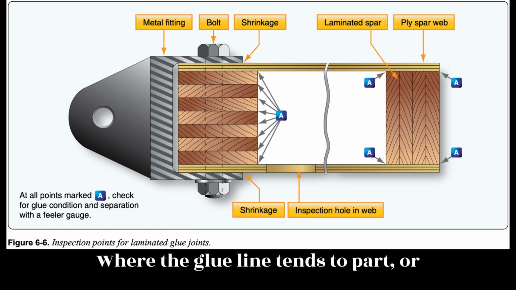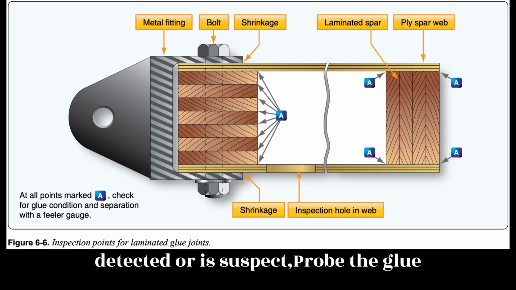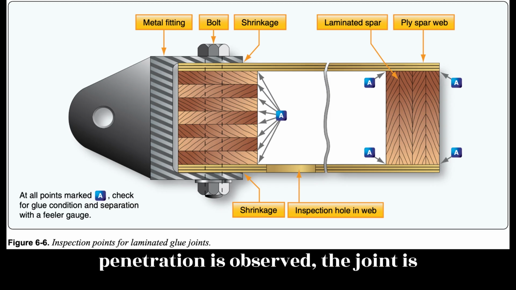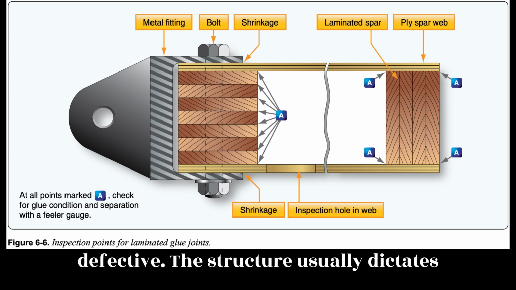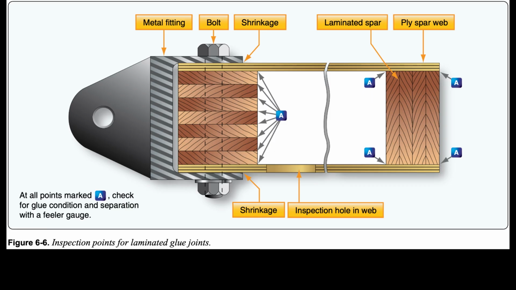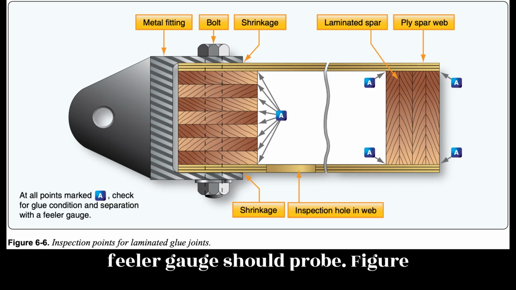Where the glue line tends to part, or where the presence of glue cannot be detected or is suspect, probe the glue line with a thin feeler gauge. If any penetration is observed, the joint is defective. The structure usually dictates the feeler gauge thickness, but use the thinnest feeler gauge whenever possible. The illustration indicates the points a feeler gauge should probe.